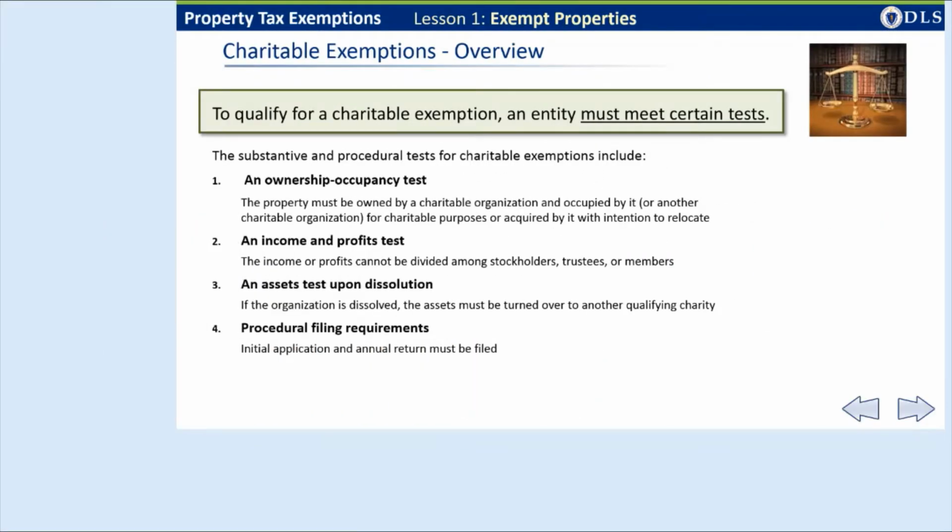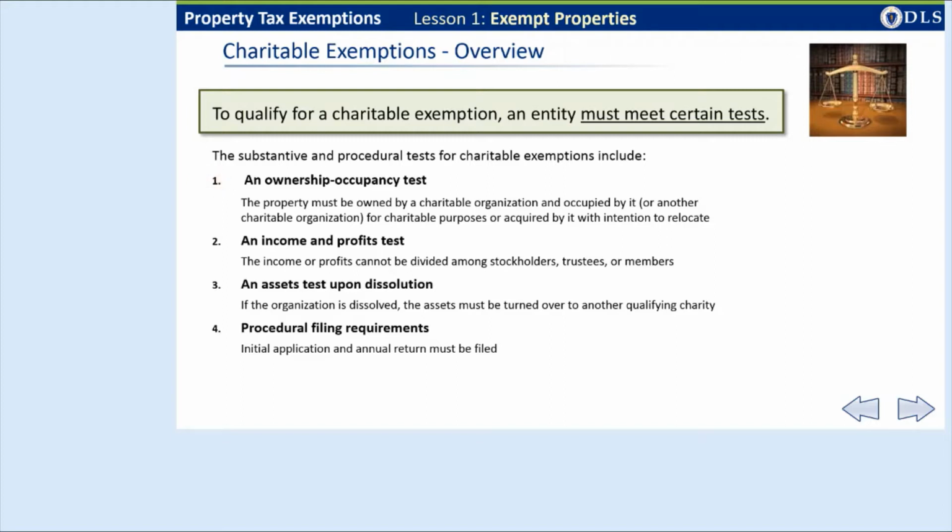One of the most commonly granted exemptions is for real and personal property of charitable organizations under Clause 3 of General Laws, Chapter 59, Section 5. Clause 3 establishes certain tests for property to qualify for a charitable exemption. First, the owner must be a charitable organization that occupies the property for its charitable mission. Alternatively, the property can be occupied by another charity for its charitable mission or have been acquired by the organization with the intention to relocate there.